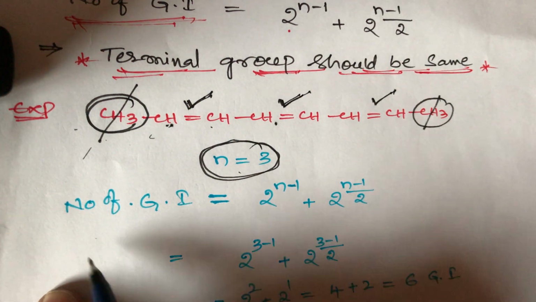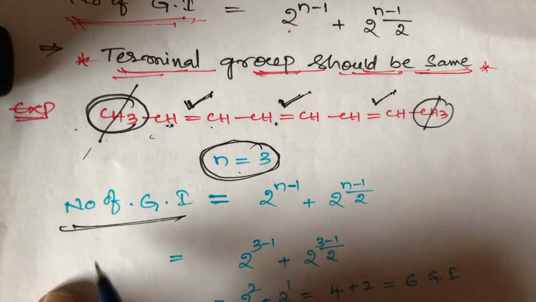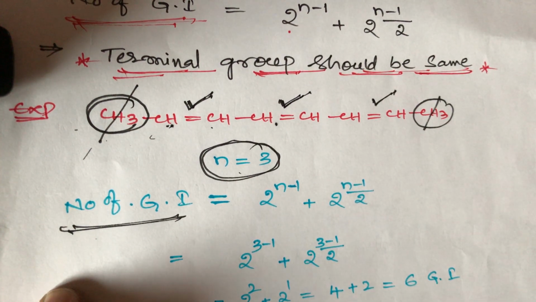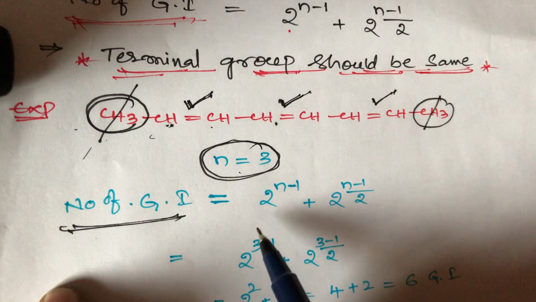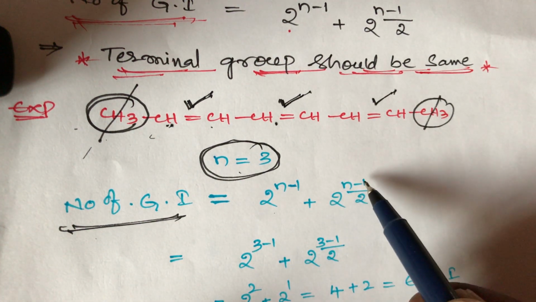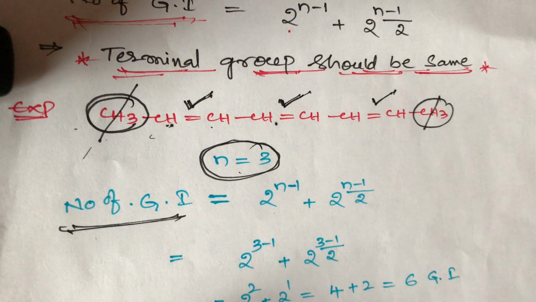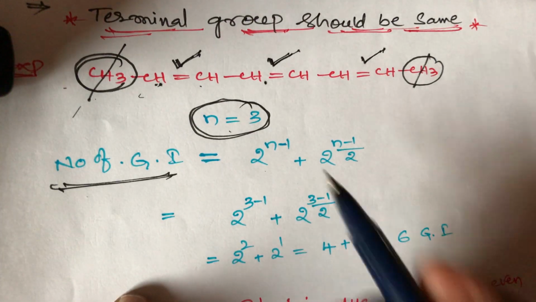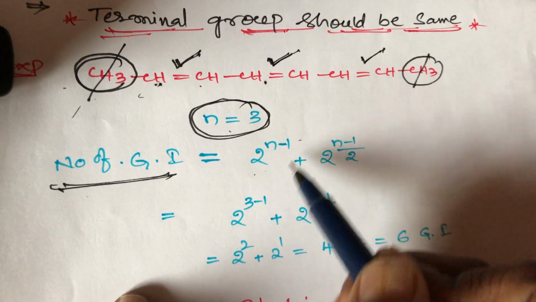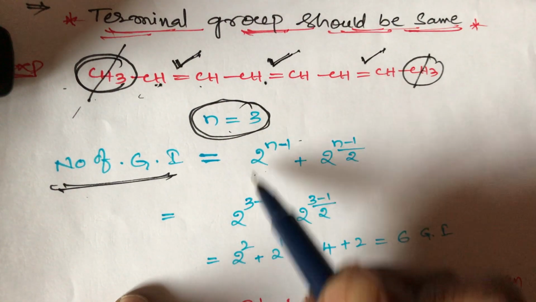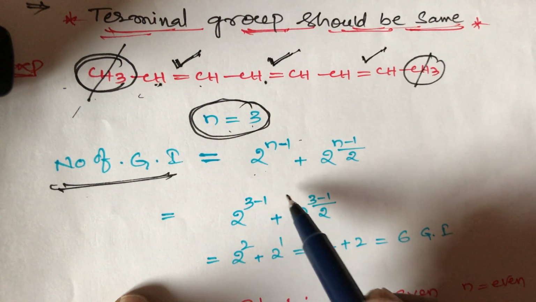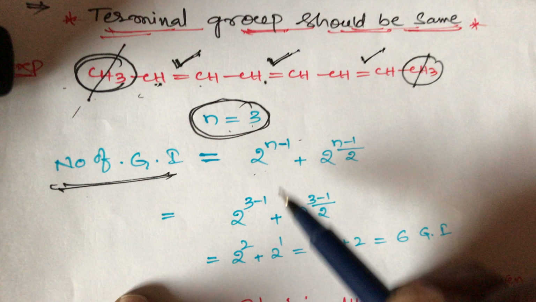Now substitute the value. What is the formula for odd numbers? The number of geometrical isomers for odd numbers in a symmetrical system is 2 to the power n minus 1 plus 2 to the power (n minus 1) by 2. Now substitute the n value in the formula. What is the n value in 2 to the power n minus 1? n is 3, so 2 to the power 3 minus 1. Substitute the n value 3.